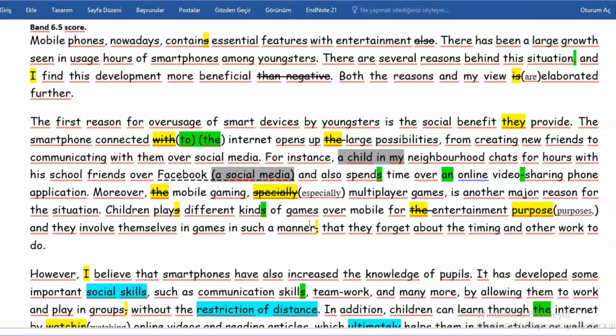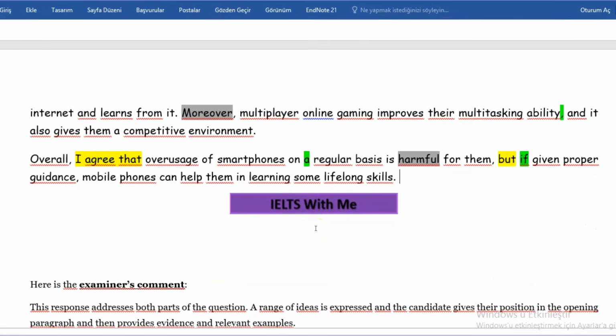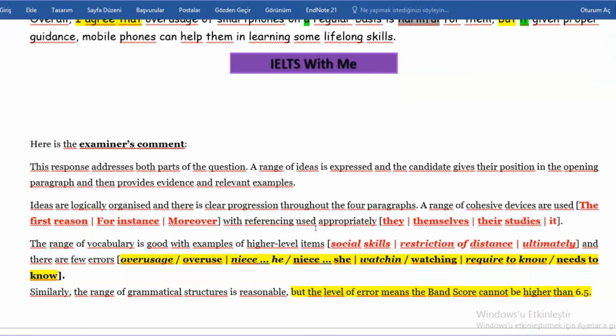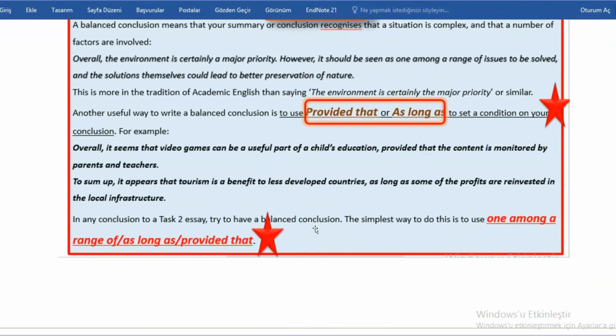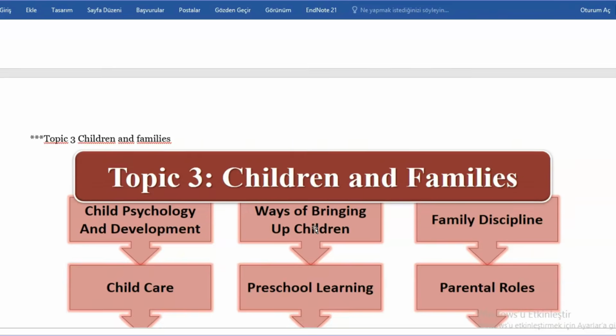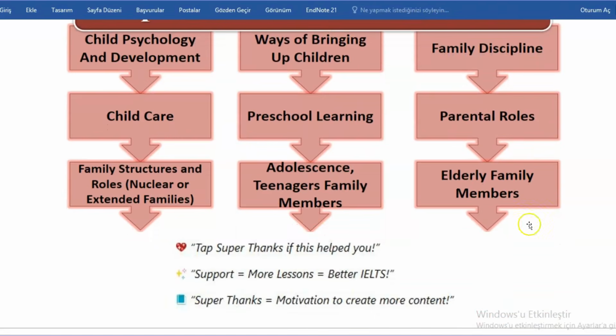model essay. So please learn them, use them, and after practicing, you can provide your sample answer in the comment section.